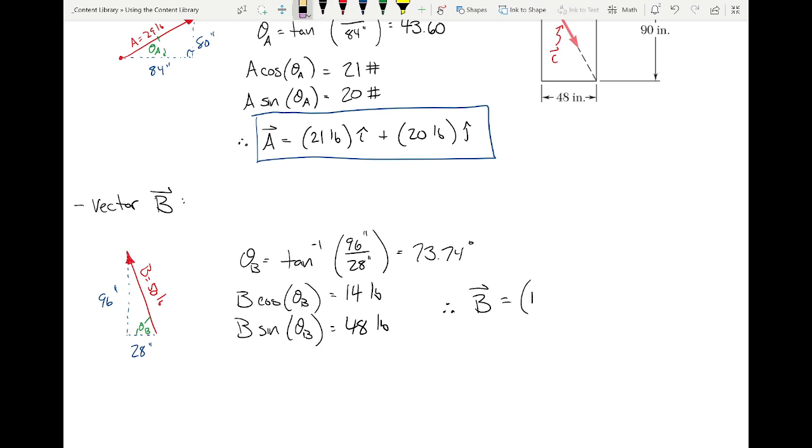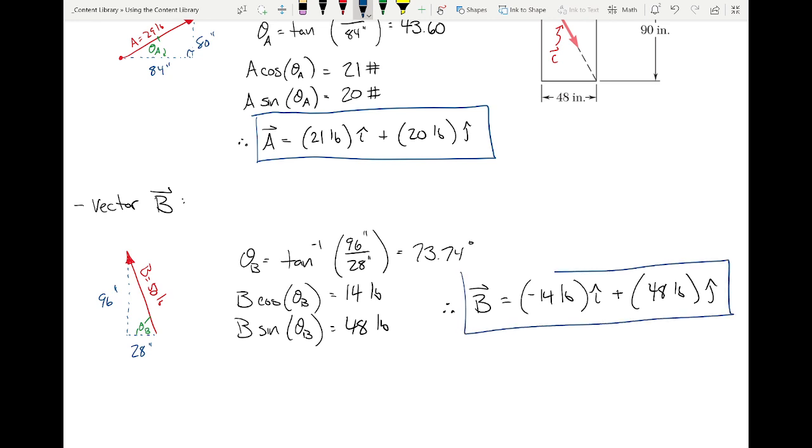hold on, get this. Is that correct? There you go. You're paying attention. That's what I like to hear. This is a negative 14 pounds. That's exactly right. Exactly right. And so now vector C.